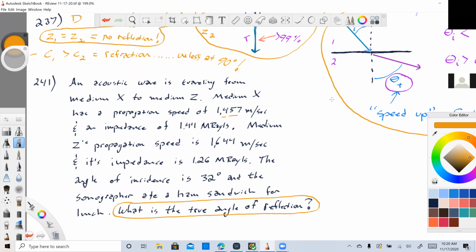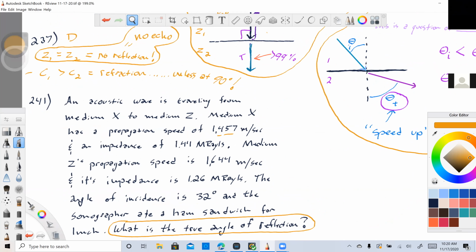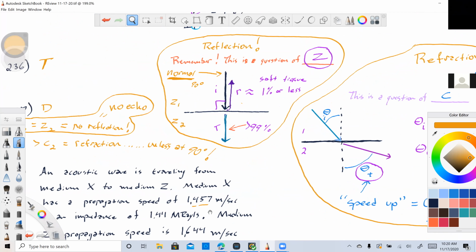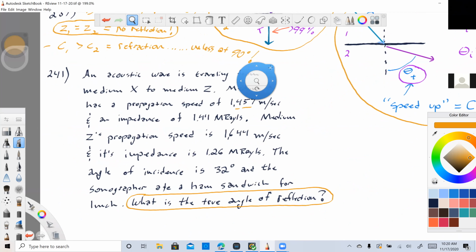We know that there will be a reflection. I mean, that's the first question you've got to ask: will there be reflection? 1.44 megarayls, 1.26 megarayls. Yes, there will be reflection.